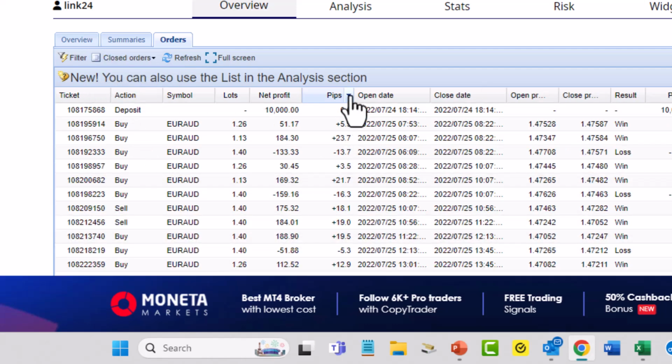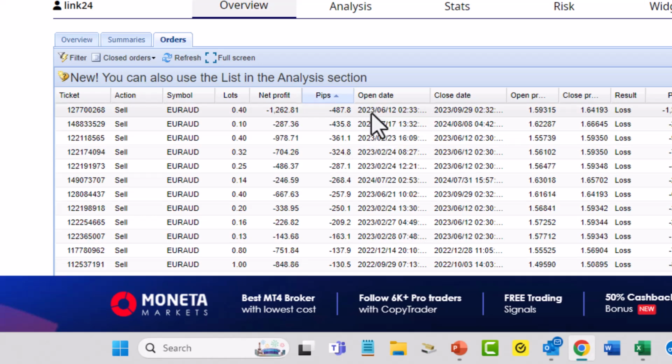And then what I normally do is I just simply click on pips and sort them in ascending order. That gives you an idea of the highest closed trade drawdown. So here we are, and it's almost 500 pips. So this account can run up a drawdown of 500 pips, or in this particular case, $1,200. So what that does, it gives me an idea of what kind of risks are involved.